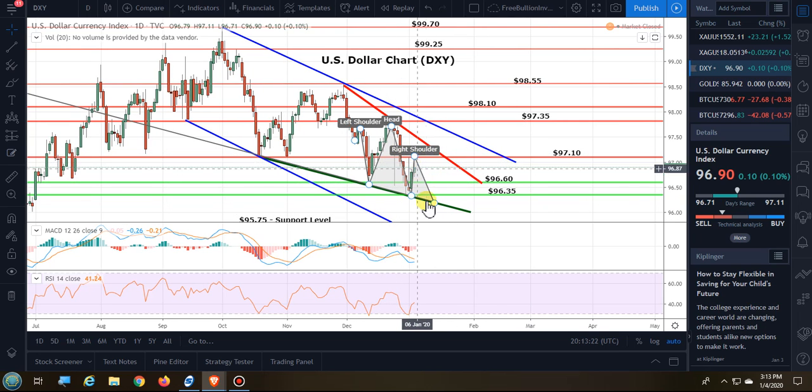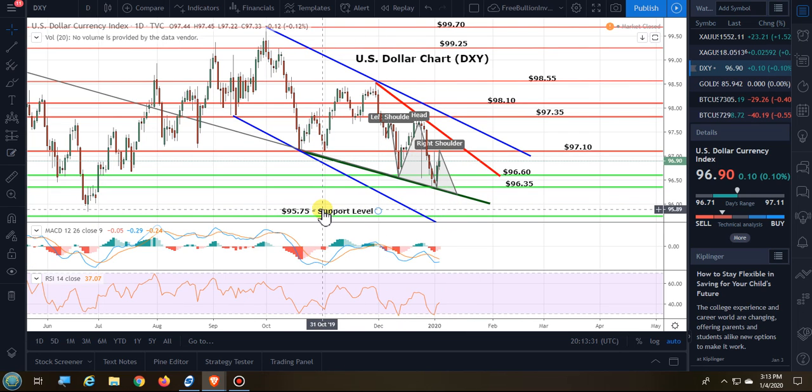for it to break the bottom trend line, it will also break the neckline of the head and shoulders, and likely fall all the way down to 95.75. But as you can clearly see, it will also continue to trade inside the descending channel.